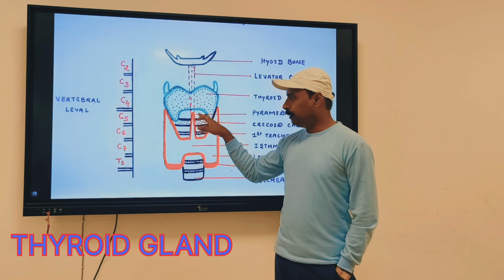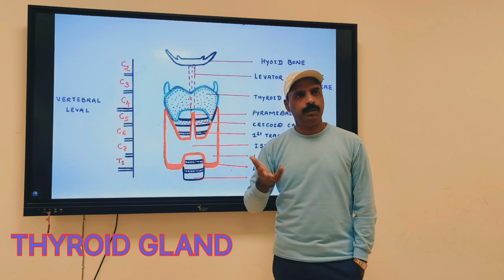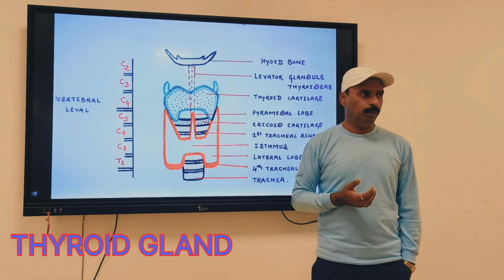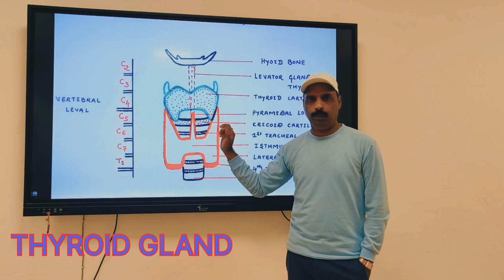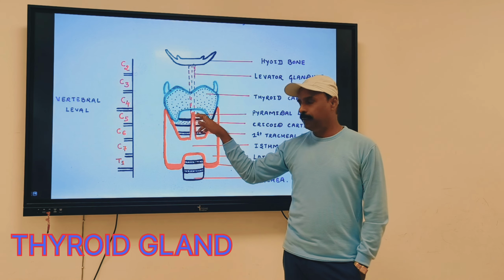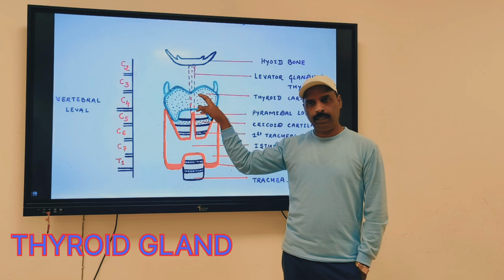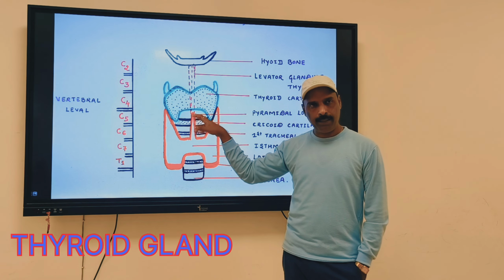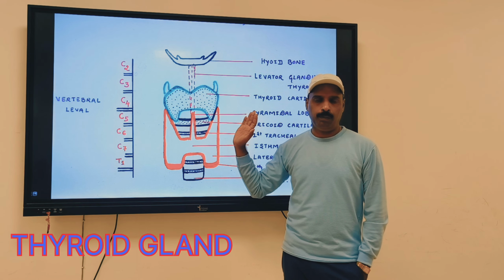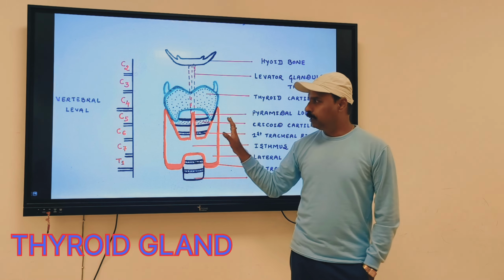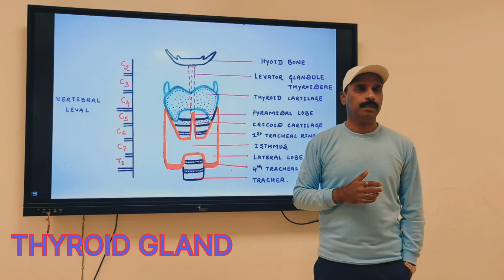And one separate, sometimes we may have a separate lobe, the pyramidal lobe. So this may be the pyramidal lobe. A fibrous band may attach from the levator glandulae thyroideae to the pyramidal lobe or either one of the lobes of the thyroid gland.